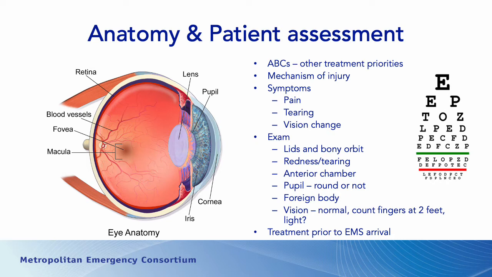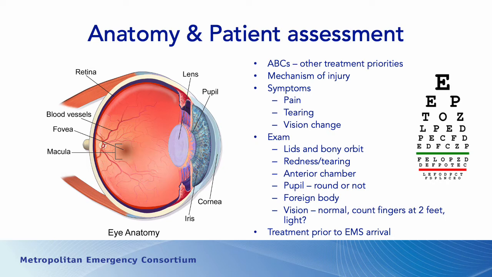So how about our assessment? When you have a patient with an eye injury, ABCs and scene safety come first. What other treatment priorities do you need to manage? If the patient is not breathing, it really doesn't matter what's going on with their eyeball. We have to get their breathing maintained. If they're actively bleeding, we need to control the hemorrhage. So think about other injuries that need to be treated. We also need to know what the mechanism of injury is.